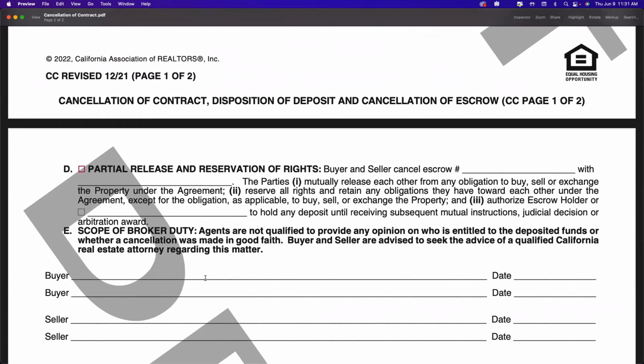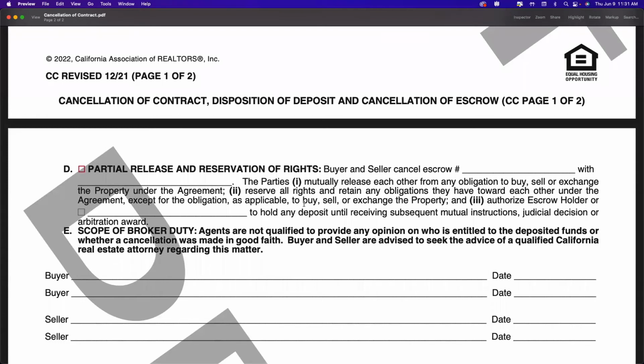Buyer and seller cancel escrow number blank with the escrow holder. The parties mutually release each other from any obligation to buy, sell, or exchange the property under the agreement. Reserve all rights to retain any obligations they have towards each other under the agreement, except for the obligation as applicable to buy, sell, or exchange the property, and authorize escrow holder or blank to hold any deposit until receiving subsequent mutual instructions, judicial decision, or arbitration award.